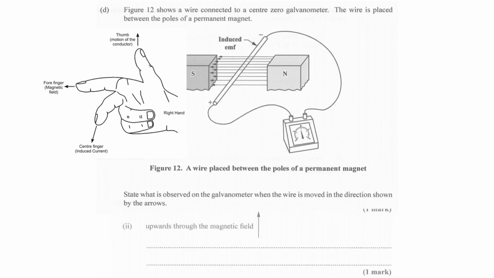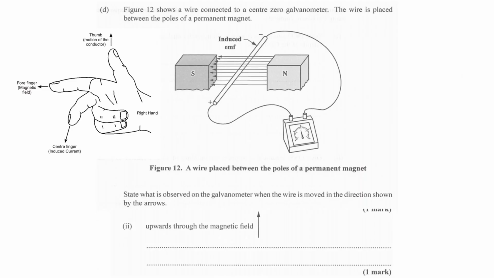Part 2. If the wire is moved upwards through the magnetic field, exactly as the diagram shows, if the motion of the wire is upwards, then the center finger will show the direction of the induced current. So the current will flow from the background to the foreground of our diagram, and it will come around from the left hand side and approach from the left over to the right of the galvanometer. So that means that the galvanometer needle will deflect to the right.